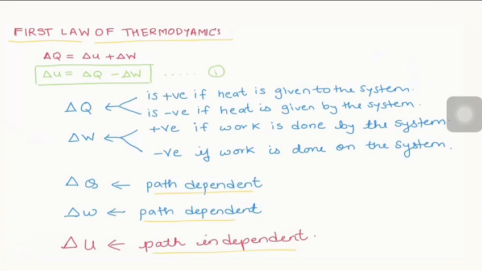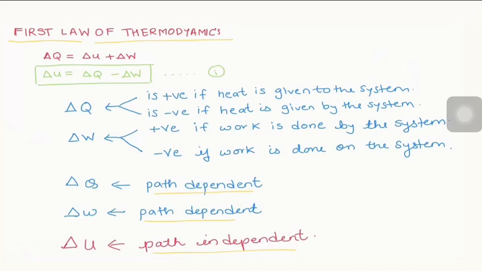If we rearrange this equation, delta U is equal to delta Q minus delta W. Delta Q is heat and delta W is work. Delta Q is positive if heat is given to the system. Delta Q is negative if heat is given by the system. Delta W is positive if work is done by the system. Delta W is negative if work is done on the system.